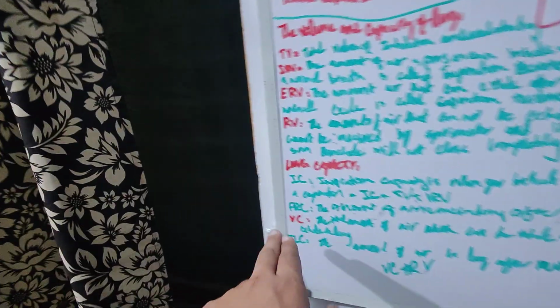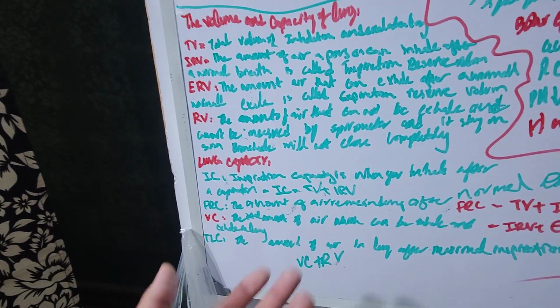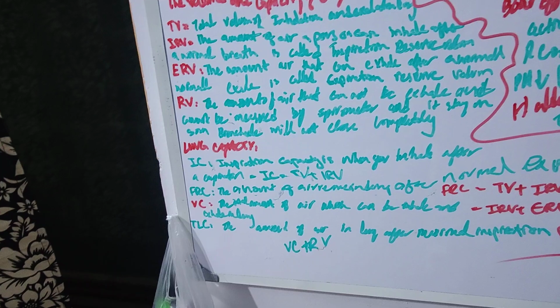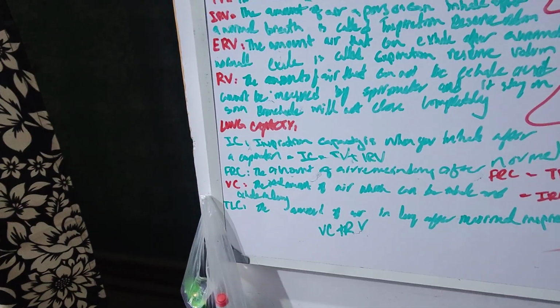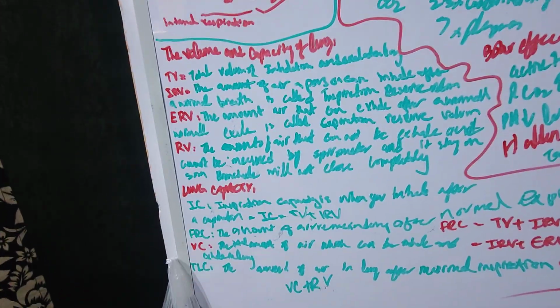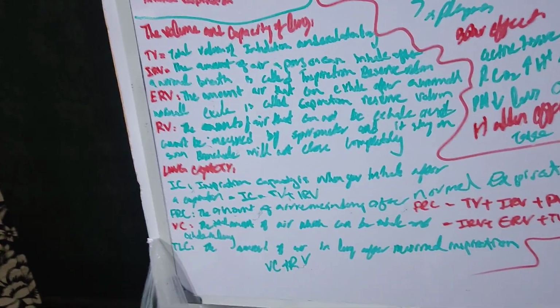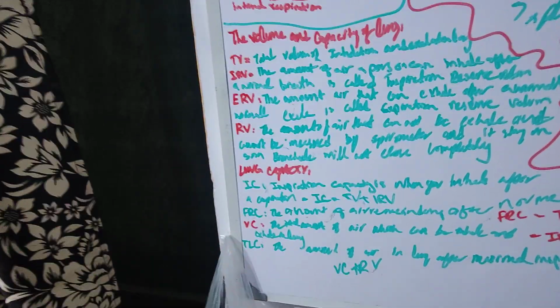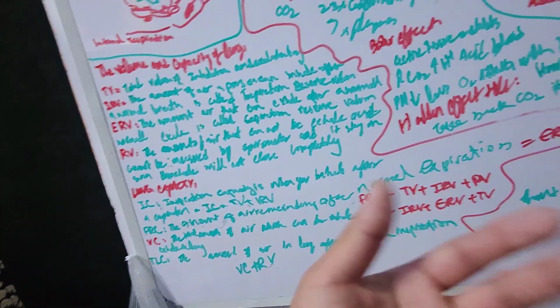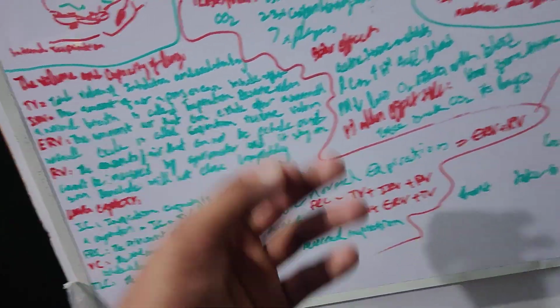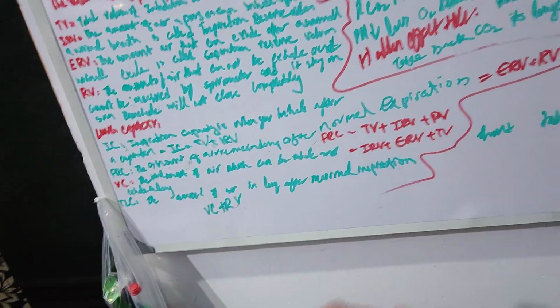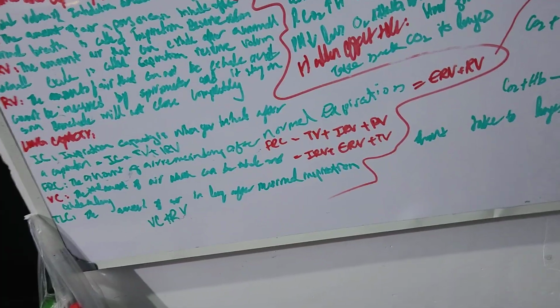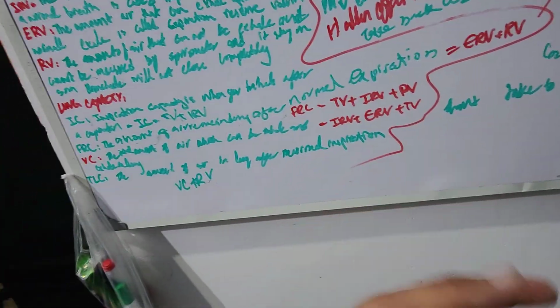Then we have VC, vital capacity, the amount of air that can be inhaled and exhaled by a person's or animal's lungs. VC is equal to IRV, inspiratory reserve volume, plus ERV, expiratory reserve volume, plus TV.